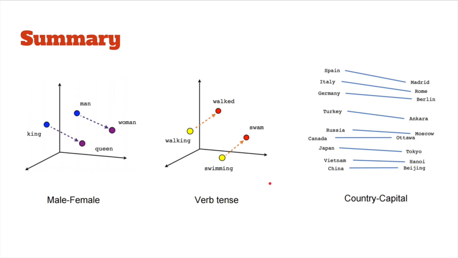Finally, word embeddings can capture relationships between objects. For instance, the relationship between countries and their capitals is very similar across multiple countries. So we could ask a word embeddings model something like, Madrid is to Spain as X is to Italy, and the model would know to respond that X is in fact Rome.